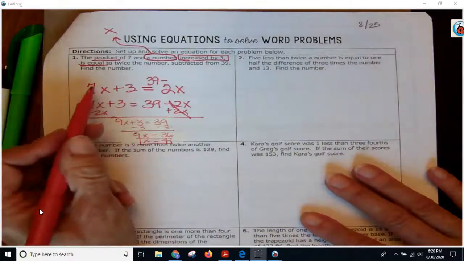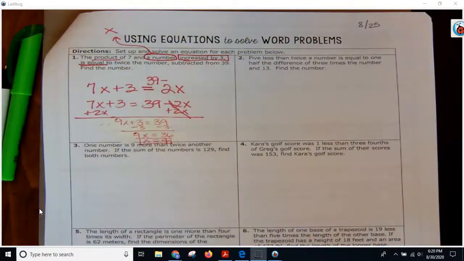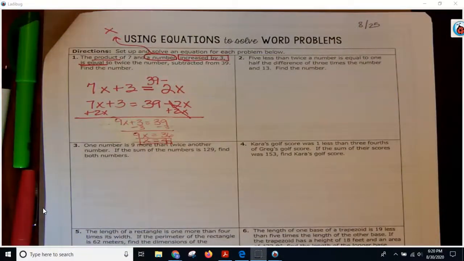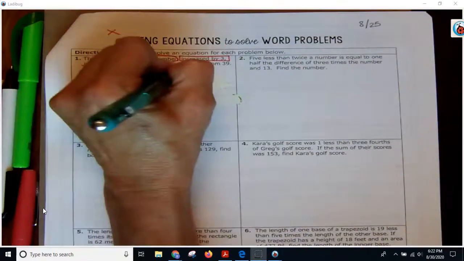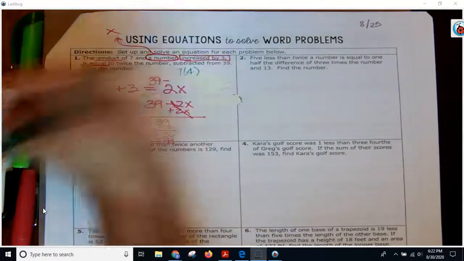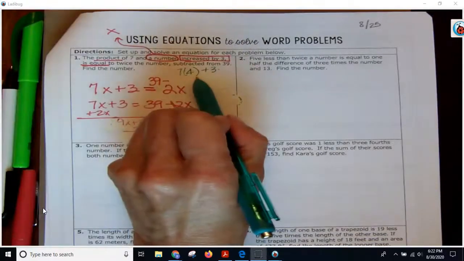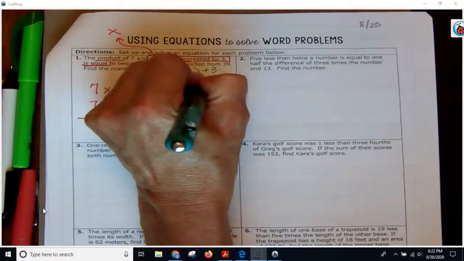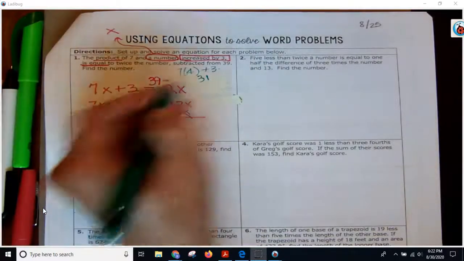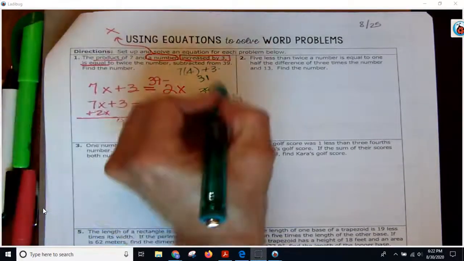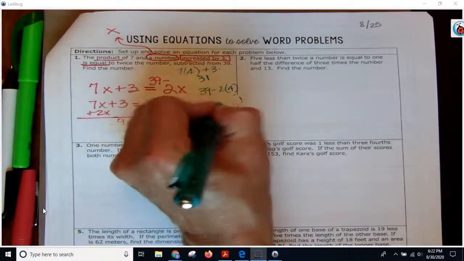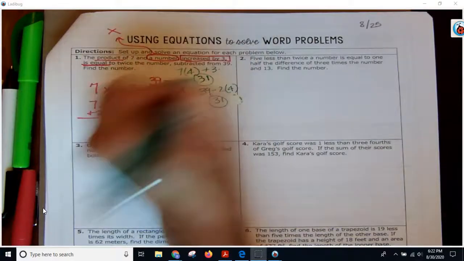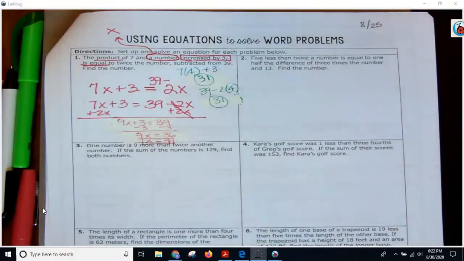Now I want to plug that back in just to make sure that that works, because I'm not necessarily going to just trust everything. So I plug 4 back in and I get 7 times 4 plus 3. 7 times 4 is 28 plus 3 is 31. Then 39 minus 2 times 4. It's not very easy to write with. 39 minus 8 is also 31. So these are the same, and I checked my answer. Alright, as you can see, I kind of messed up before, but I erased it.